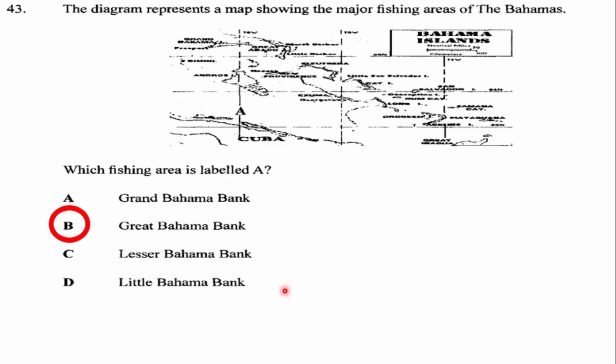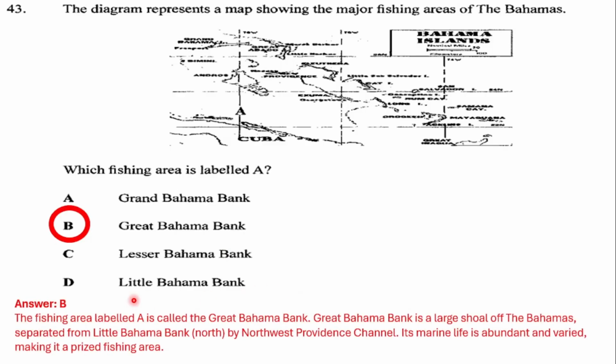The correct answer is definitely going to be B, Great Bahama Bank, because the fishing area labeled A is called the Great Bahama Bank. Great Bahama Bank is a large shoal off the Bahamas, separated from the Little Bahama Bank by Northwest Providence Channel. Its marine life is abundant and varied, making it a prized fishing area. So the correct answer is definitely going to be B, Great Bahama Bank.